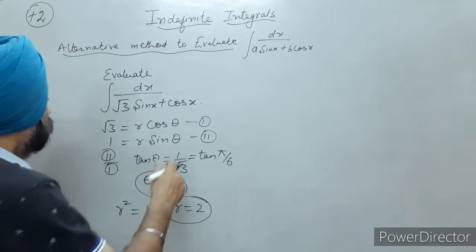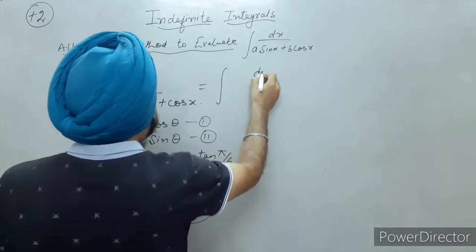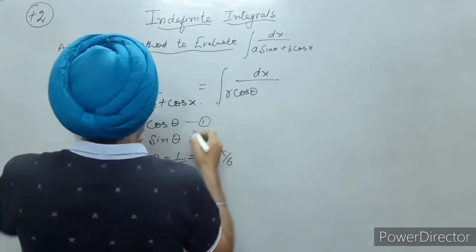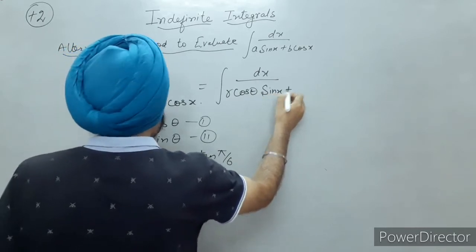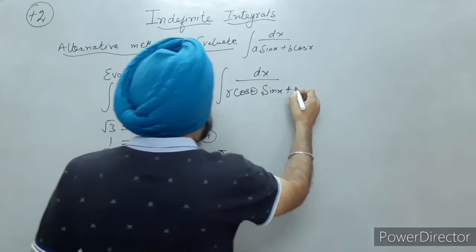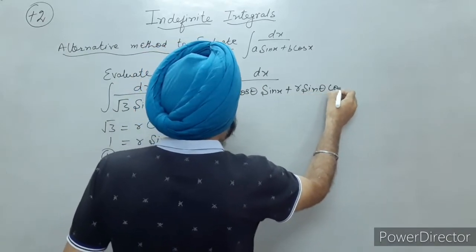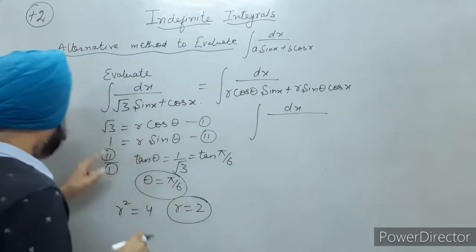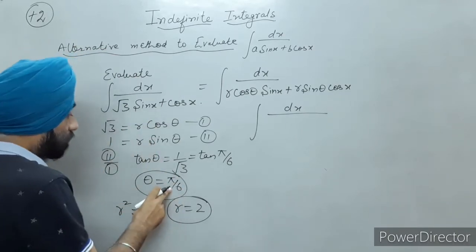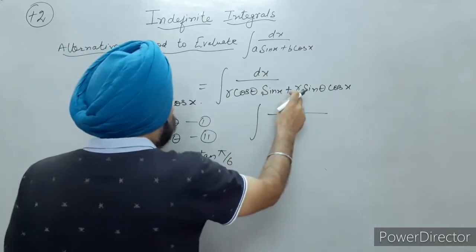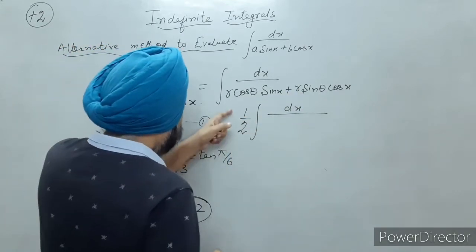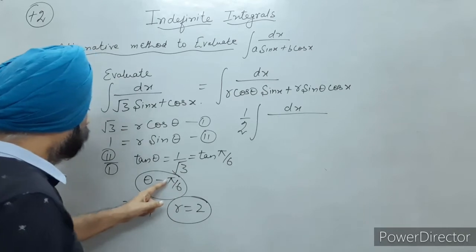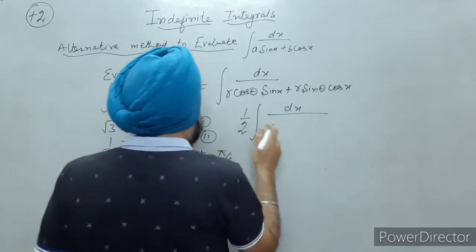Now my question reduces to this: integrate dx upon root 3 written as r cos theta, sin x as it is, plus 1 written as r sin theta, cos x. What is theta? Theta is pi by 6. What is the value of r? 2. r is common, so I take it out: 1 by 2 is common, since the value of r was 2. Cos theta is cos pi by 6, right.